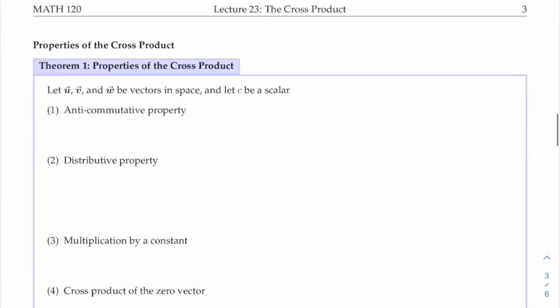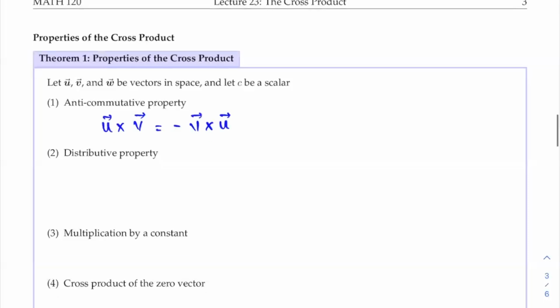So for the properties of the cross product, let's consider three different vectors, U, V, and W, and let's say you have a scalar C in this case. The first property is similar to what we see in the last two examples, the anti-commutative property. That is, the order in which you take the cross product matters. So U crosses with V is going to be different from V crosses with U. And therefore, you have U crosses with V equal to negative V crosses with U.